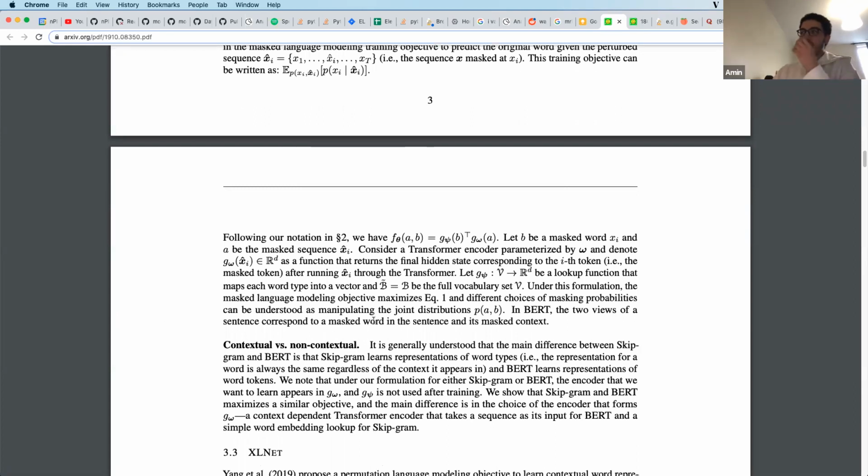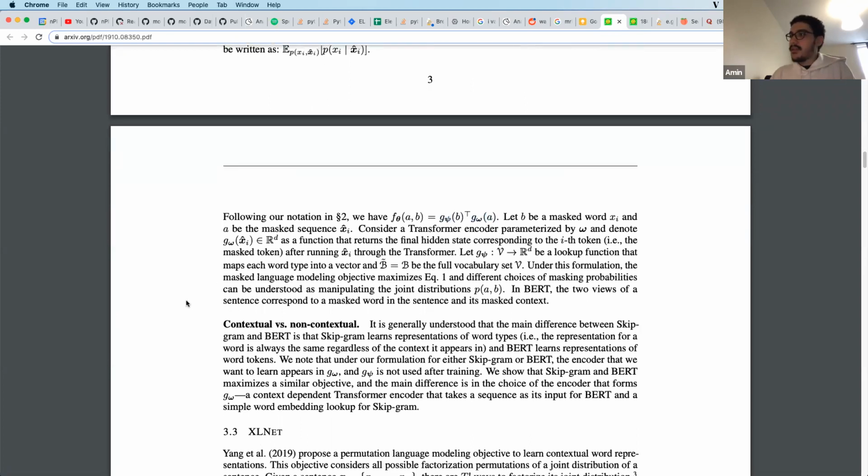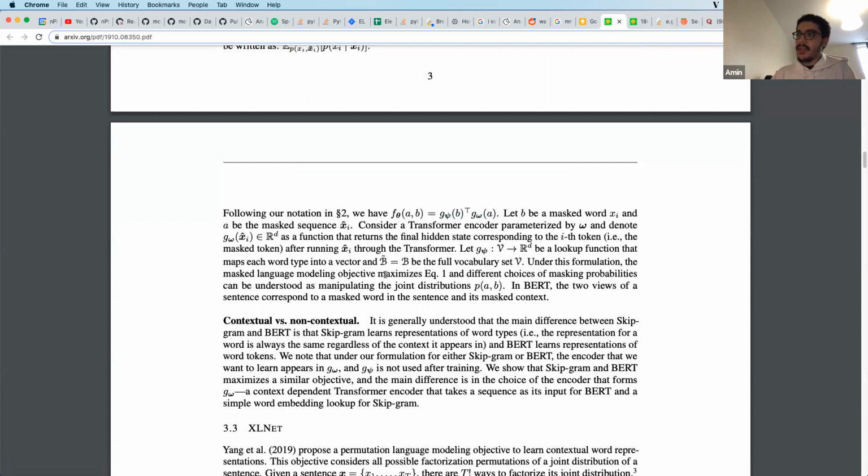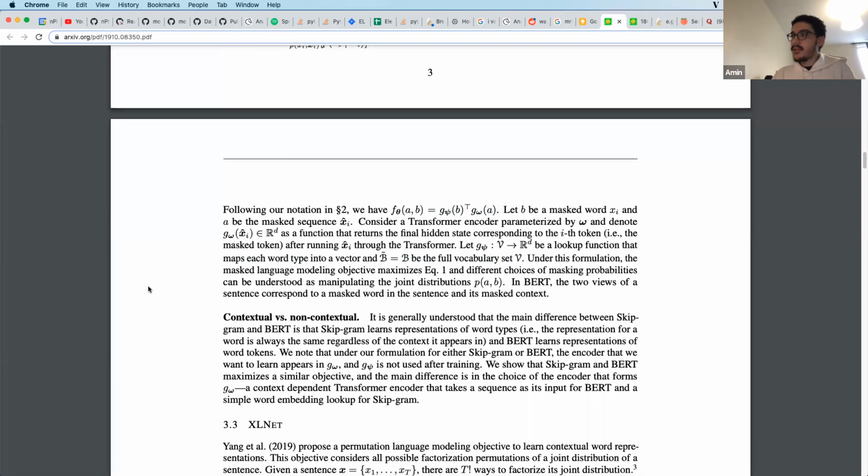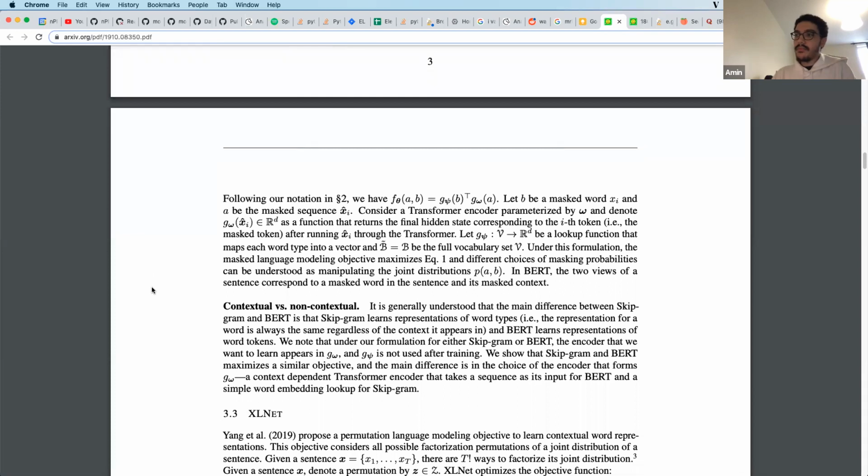So you can see how it fits in the framework if we just choose the appropriate G of phi and G of omega. And the way that BERT is trained is it doesn't use negative sampling, but instead the full vocabulary set. So that's BERT, and that's how it fits in the framework.